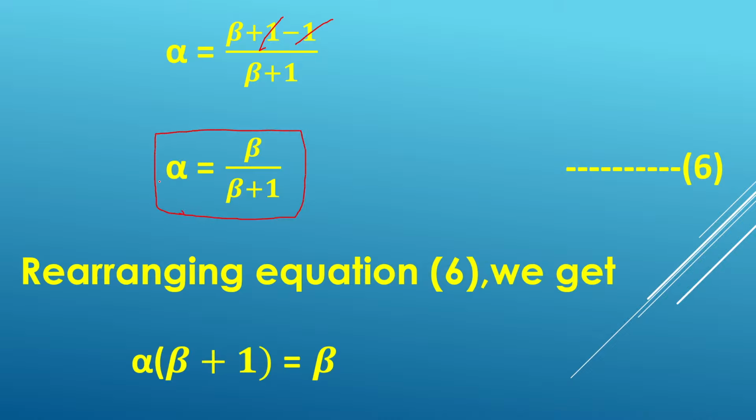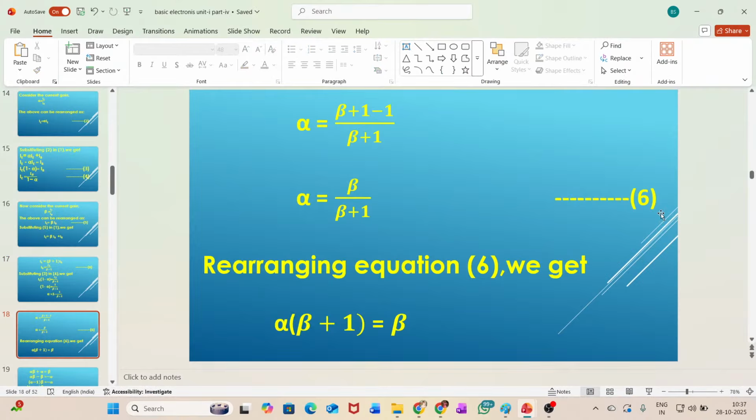So common base current gain in terms of common emitter current gain. The relationship between common base and common emitter current gain is alpha equal to beta by beta plus 1. Consider it as equation number not 6, it is equation number 7, isn't it? This is equation number 7.